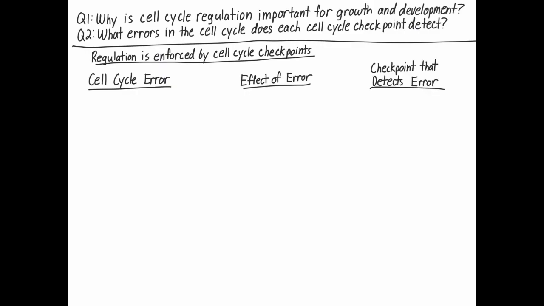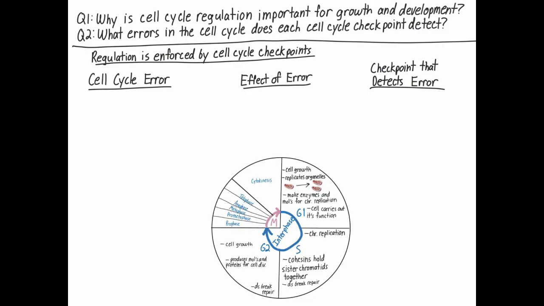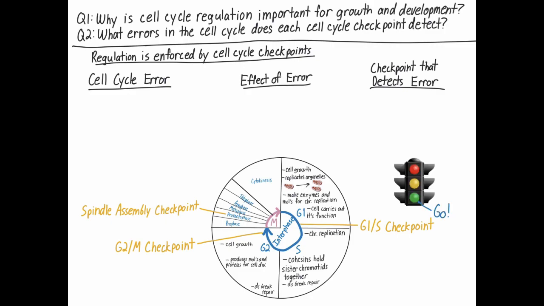Next, we'll look at several things that can go wrong during the cell cycle. We'll look at the effects of these errors, and we'll look at the checkpoints that detect these errors. Here is the cell cycle that you've seen in previous videos. 3 of these checkpoints are the G1/S checkpoint, the G2/M checkpoint, and the spindle assembly checkpoint. These are transition points when the cell determines whether to proceed through the cell cycle, or to pause the cell cycle, or in some cases, destroy itself outright.